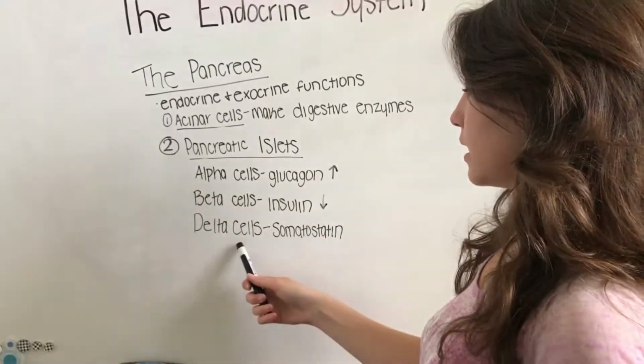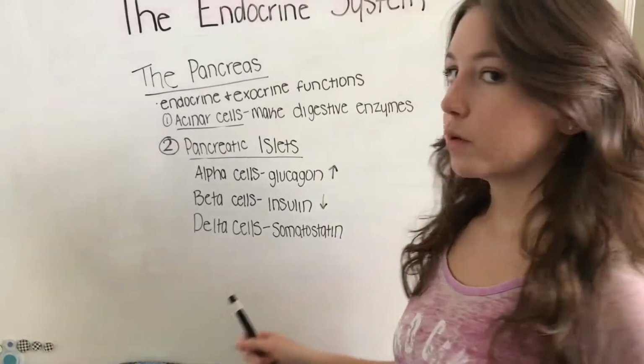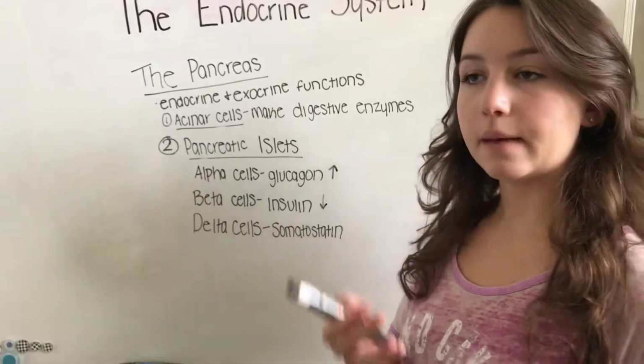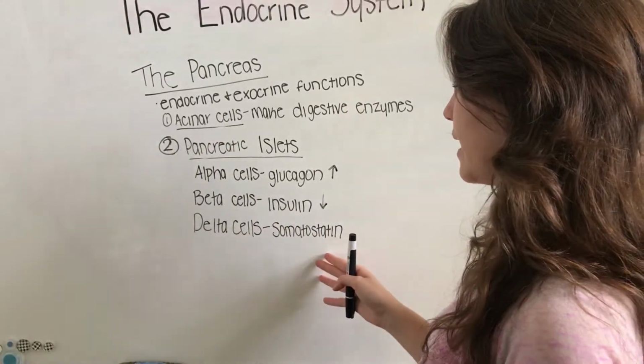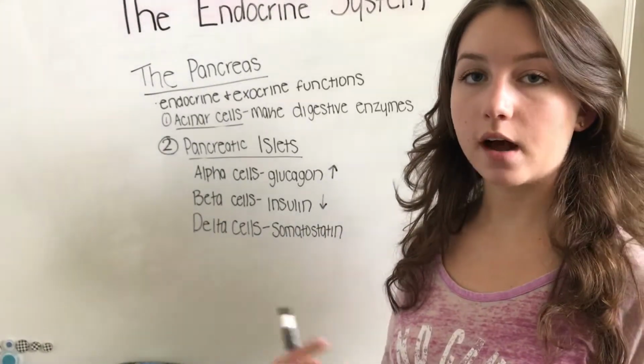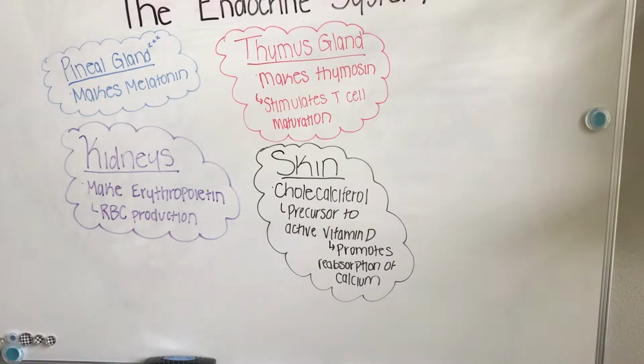And then delta cells make somatostatin, which basically, as you probably know, is the major turn-off hormone. But in this case, somatostatin helps to slow down the production of digestive juices.